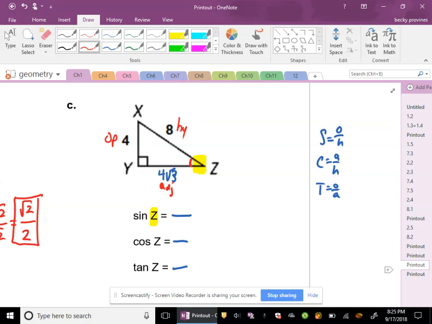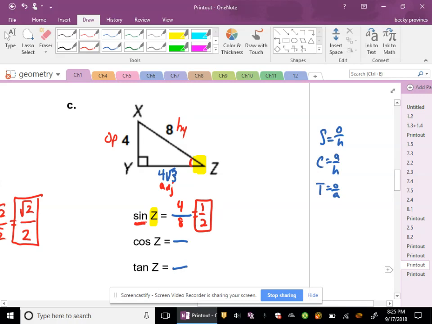So what's the tangent of Z? Tangent. No, what am I saying? What is the sine of Z? Sine's up first. Okay, so that's opposite over hypotenuse. So my opposite side is 4 and my hypotenuse is 8. So that's 4 over 8, which reduces to 1 over 2.